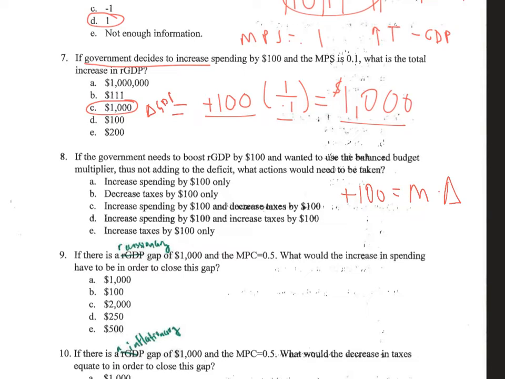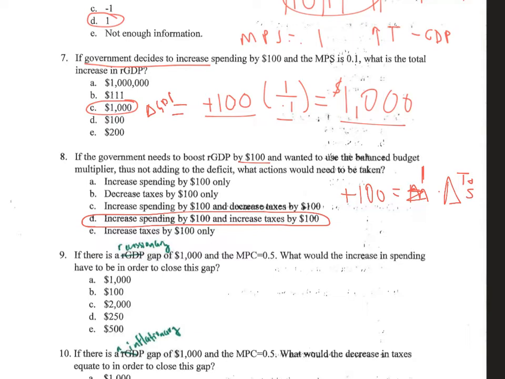Now for the balanced budget multiplier, it's 1. So 100 equals 1 times the change. And that change for the balanced budget multiplier is the increase in both taxes and spending. So they're going to need to increase spending and increase taxes by $100. And that net effect will be to increase GDP by 100. And I'll show you the math behind it here.